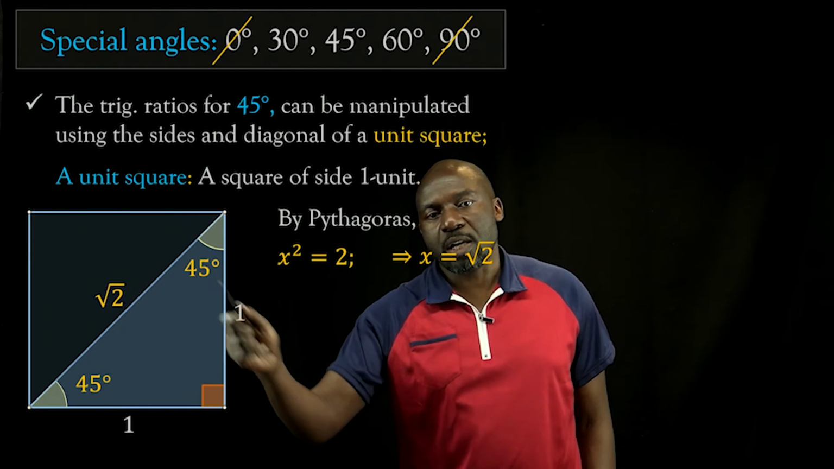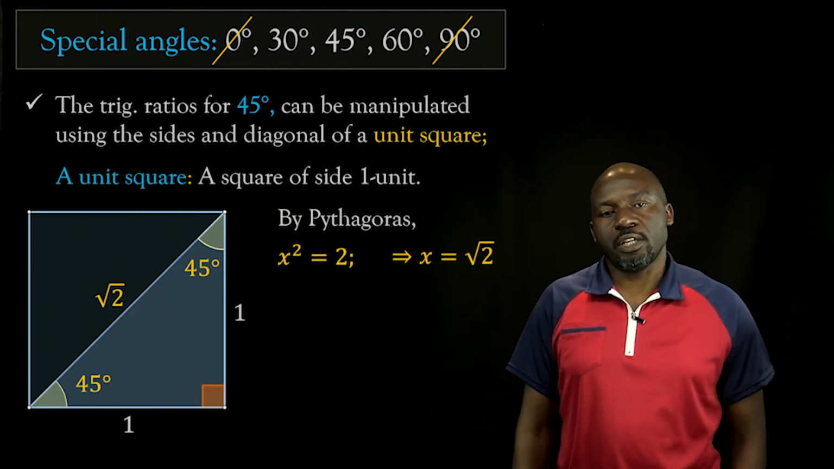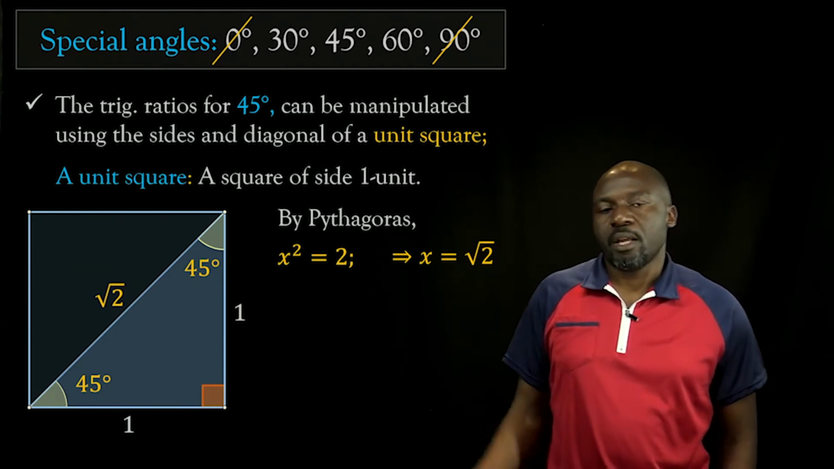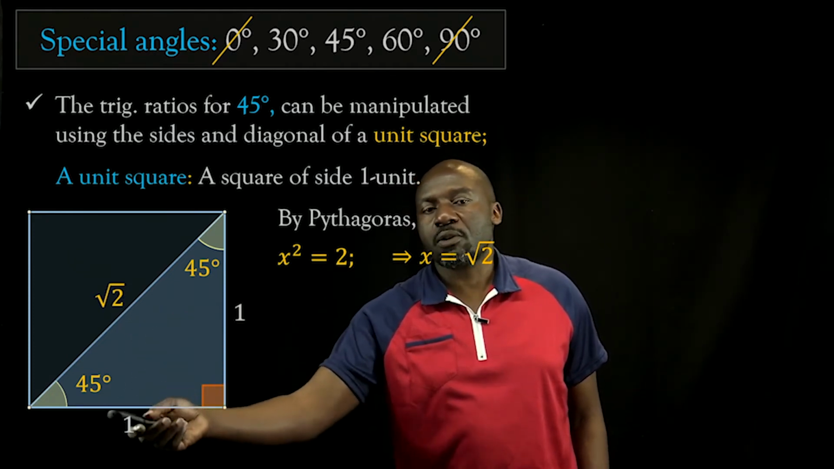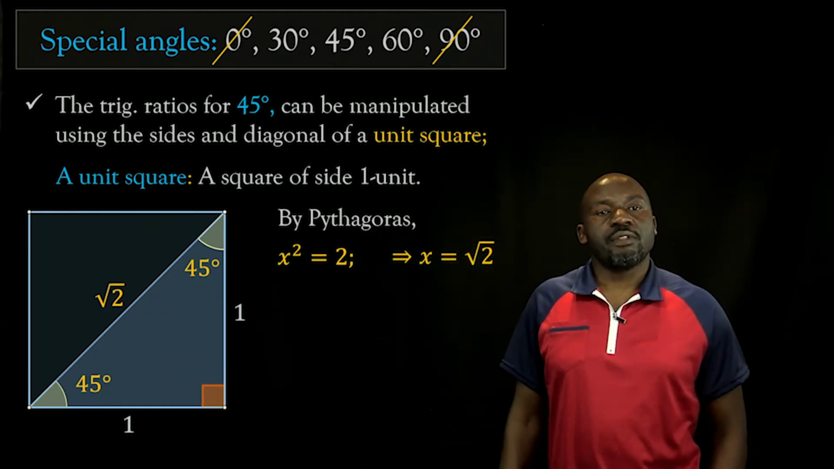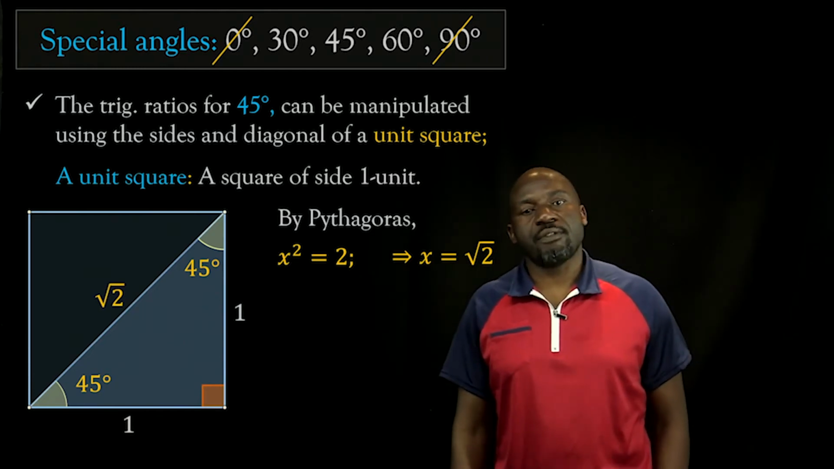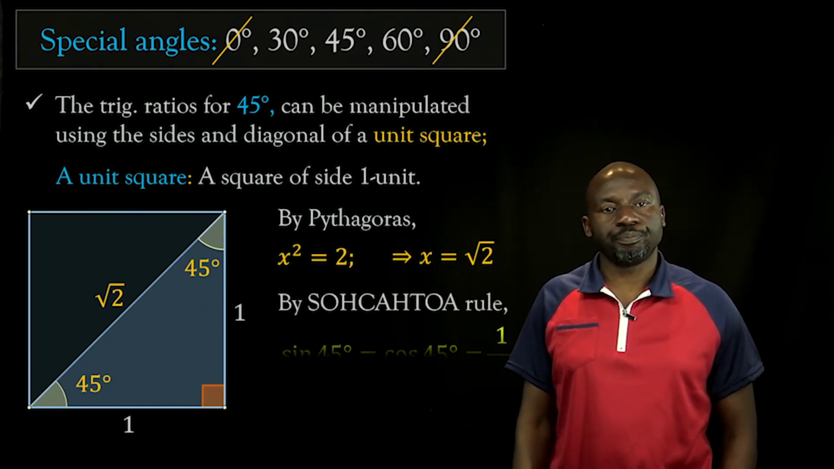The opposite is 1, the hypotenuse is root 2, and so the sine of 45 is 1 over root 2. The cosine of 45 is adjacent over hypotenuse, so the cosine of 45 is also 1 over root 2. So we can conclude that the sine and the cosine of 45 are equal, and they are 1 over root 2.